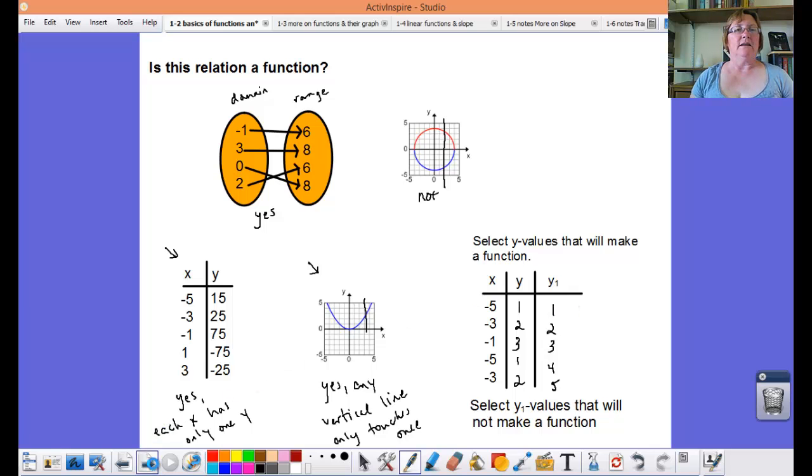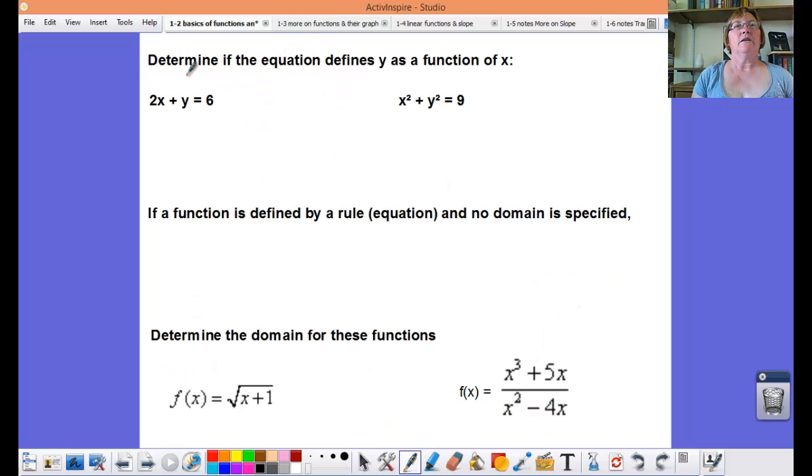Good. Let's move on. Our next activity asks us to determine whether the equation that's shown defines Y as a function of X. That is, is this relation a function? And the simple way to answer this question is to solve for Y. So I'm going to ask you to do that on the left.